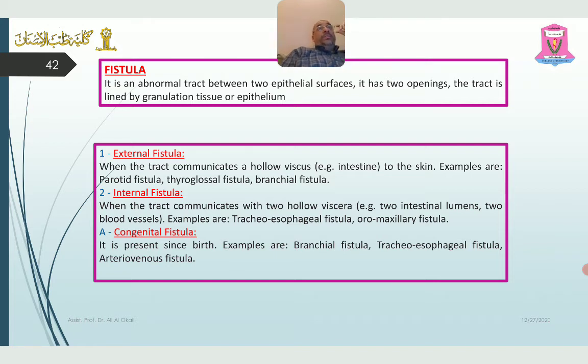For example, parotid fistula. The parotid gland is specialized epithelia connecting to the external surface. Thyroglossal fistula is a duct connecting the thyroid gland and the tongue. Bronchial fistula is between two epithelial linings of the bronchial tree. An internal fistula is one in which the tract communicates two hollow viscera, such as two intestinal lumens or two blood vessels, for example tracheoesophageal fistula, oromaxillary fistula.